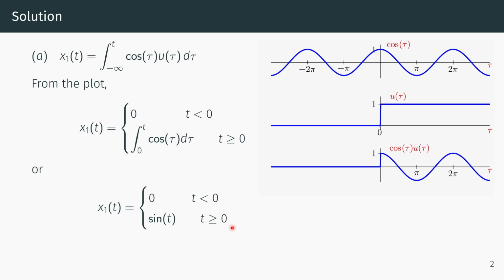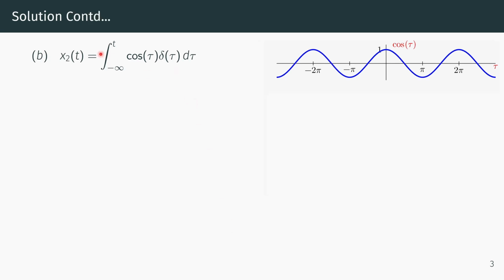Now let us look at the second problem, which is the integral from minus infinity to t of cos tau delta of tau d tau, and let us call this integral x2 of t. We have already seen cos tau, a sinusoidal function which exists from minus infinity to infinity, and delta of tau is a Dirac delta function which exists only at 0 with a strength of 1.